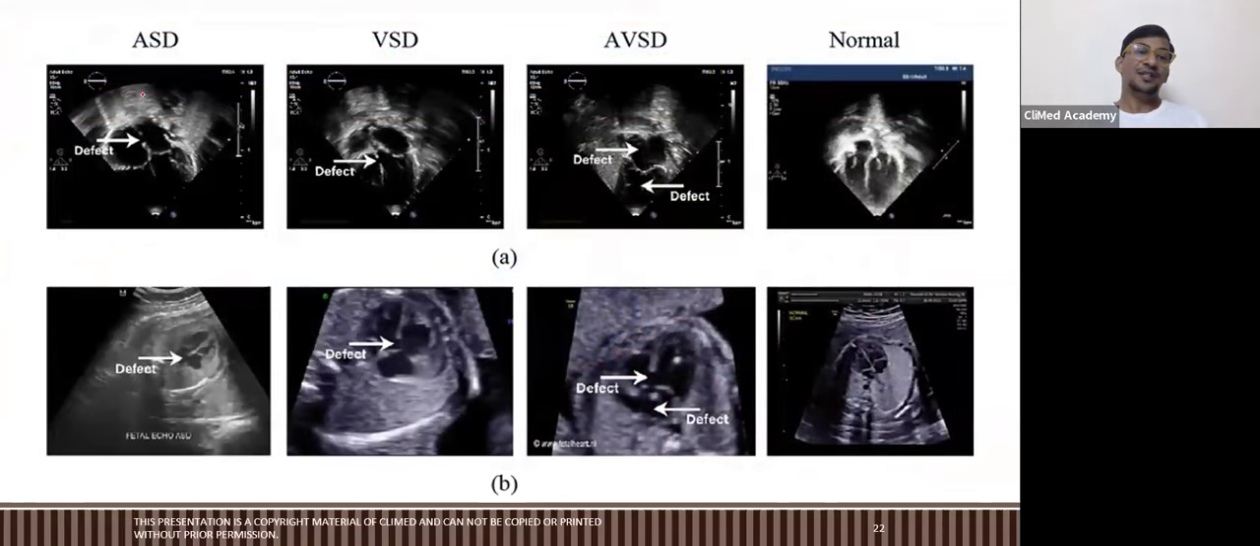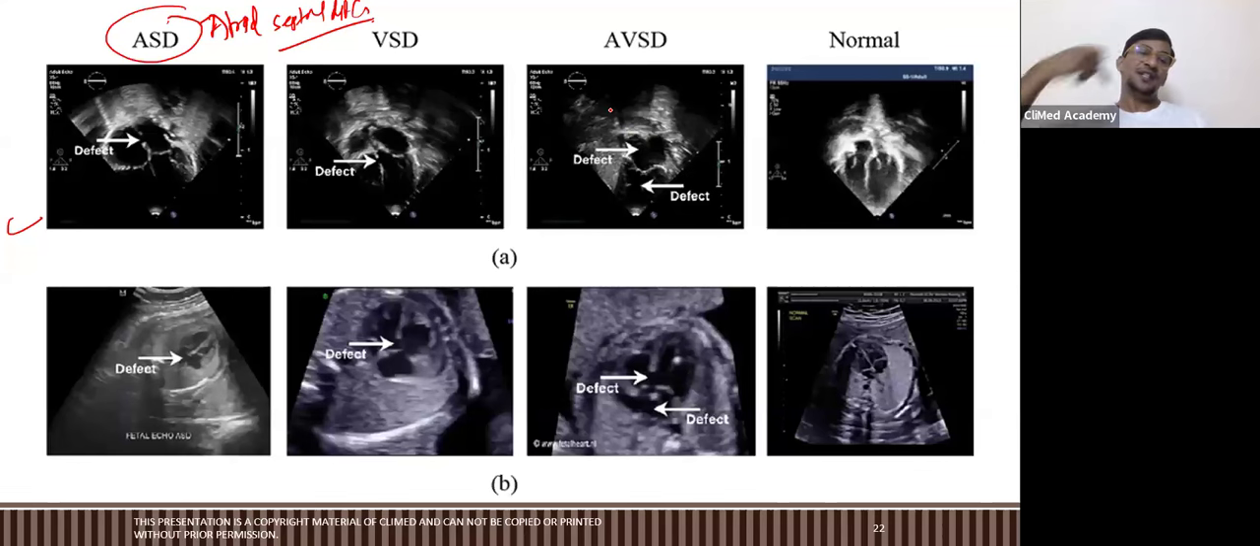Okay, so this image, the first image, is showing ASD. What is ASD? Atrial septal defects. Atrial septal defects, we call it a hole in the heart, right? Have you heard of hole in the heart, guys? How many of you have heard of hole in the heart? These are the holes in the heart.